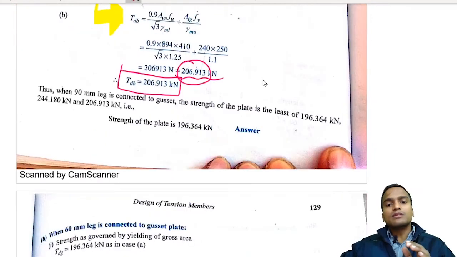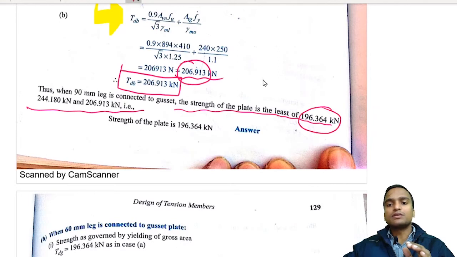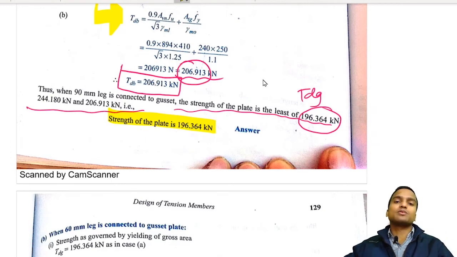Okay. Strength of the plate is the least of all these 3 values. So we see in the case of TDG here is the minimum of all these 3 values. So final design strength of plate will be equal to 196.3 kilonewton. Okay, so this was the case when 90 mm leg was connected to gusset.